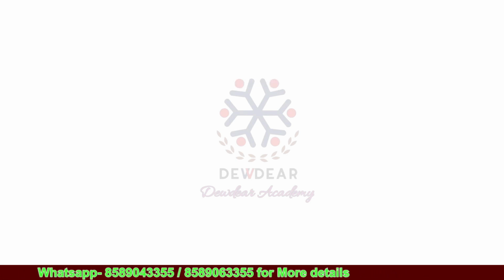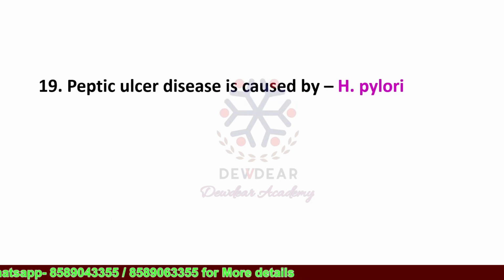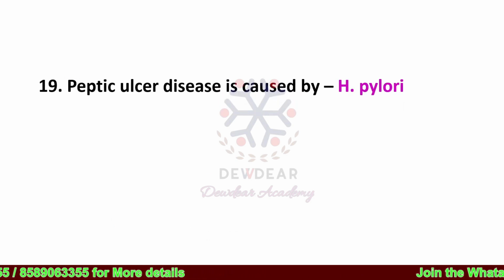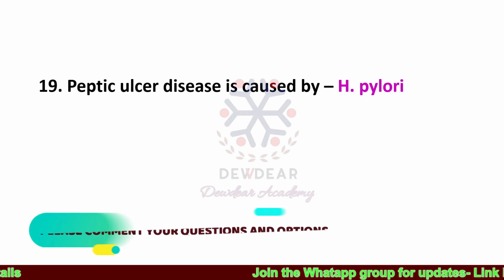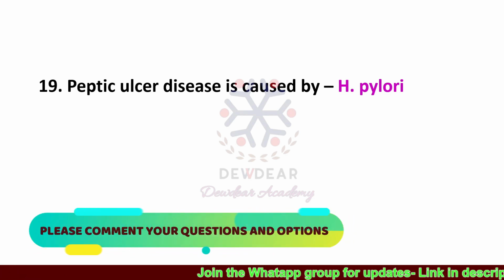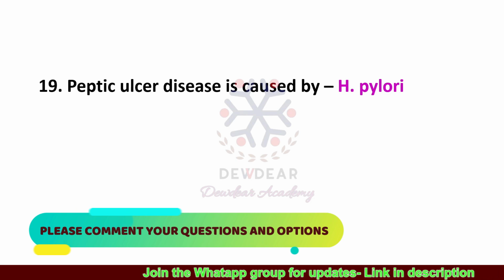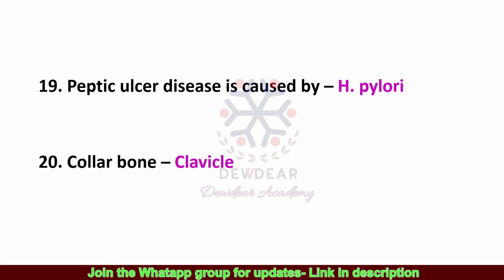Now next question is question number 19. Peptic ulcer disease is caused by. There was one question related with peptic ulcer disease. So here the correct answer is Helicobacter pylori or H. pylori. So peptic ulcer disease is caused by H. pylori.